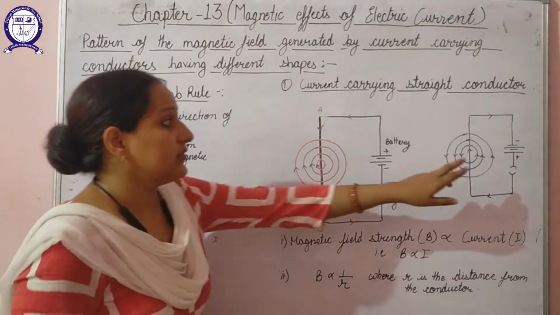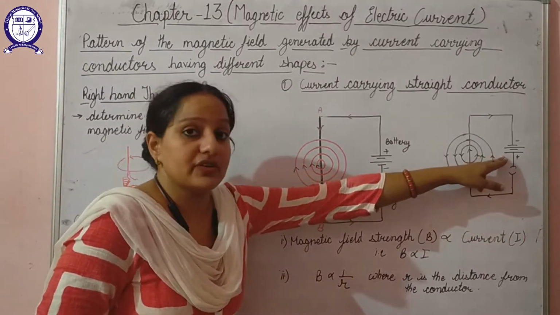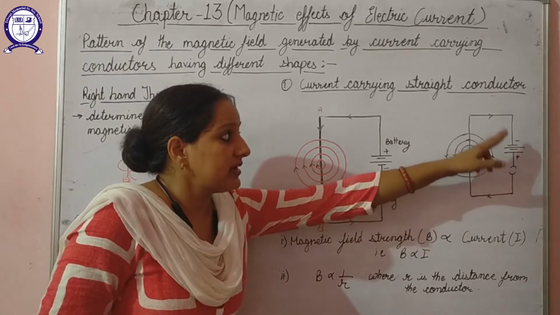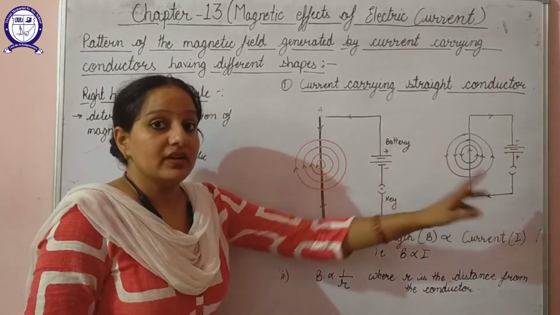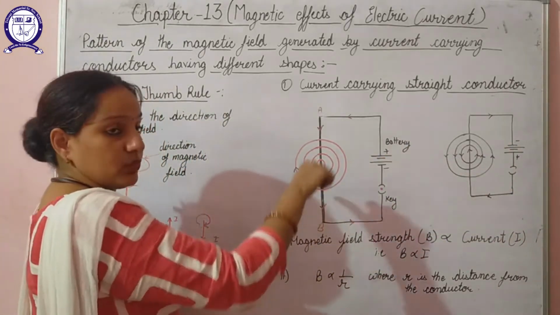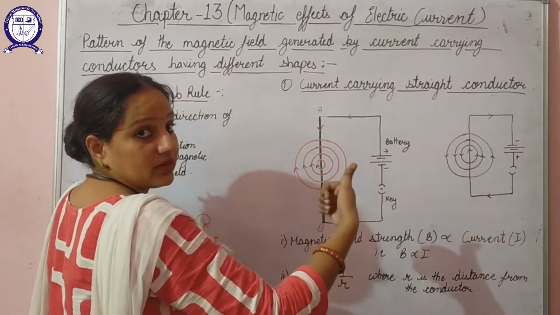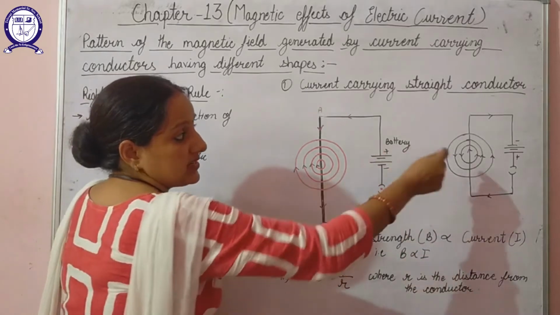Next, if you reverse the polarity of the battery, as we have done in this case, then on reversing the polarity of the battery, the direction of current also gets reversed. Earlier it was downwards, now it will be upwards. At that time the curl of the fingers is in the anti-clockwise direction.